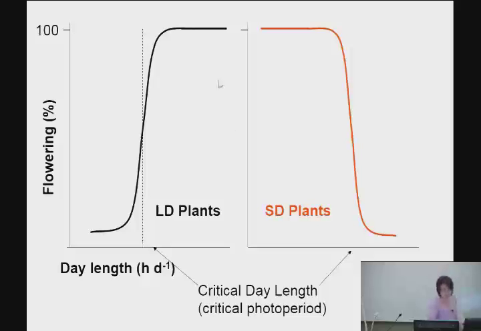So the photoperiod longer than a certain critical photoperiod or critical day length flowers, so that's long day plants. The opposite response: short day plants flower under short days, shorter than a certain critical photoperiod or critical day length. So there are two mirror image responses. And critical day length or critical photoperiod is species specific or variety specific.